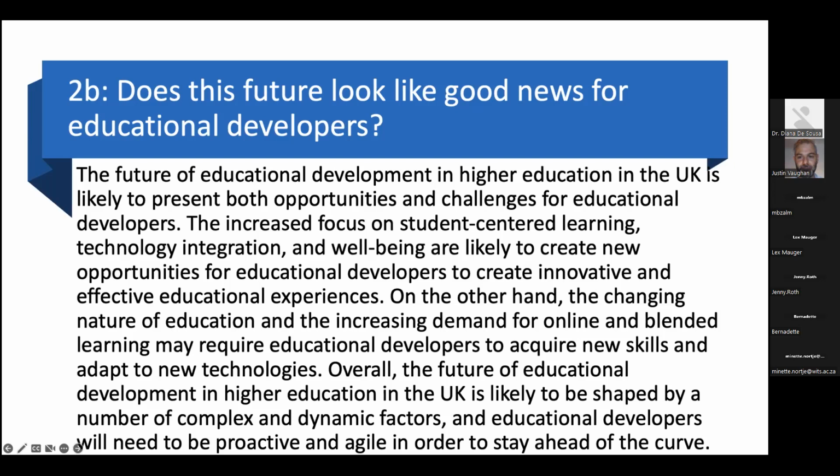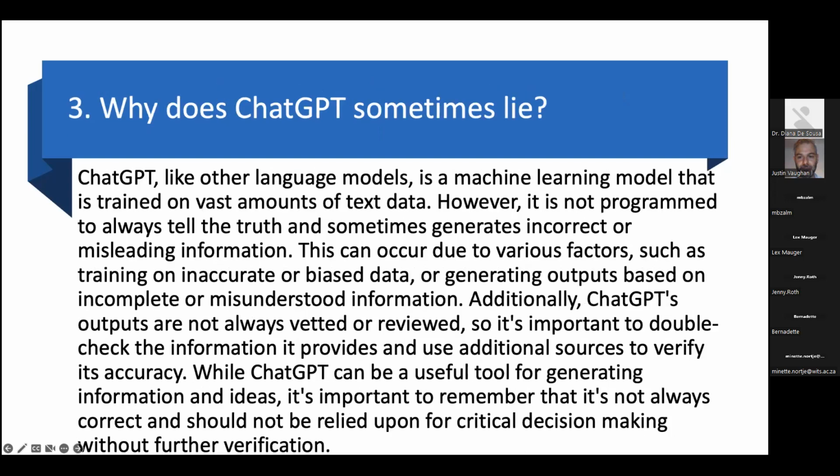Quote from Maha in the chat there: undergraduate students write like this. So many people write this way. So is this going to change the nature of educational writing, I wonder? Let us see. Anyway, there's another example that you can have a look at in more detail later if you wish. Example 3, why does ChatGPT sometimes lie?